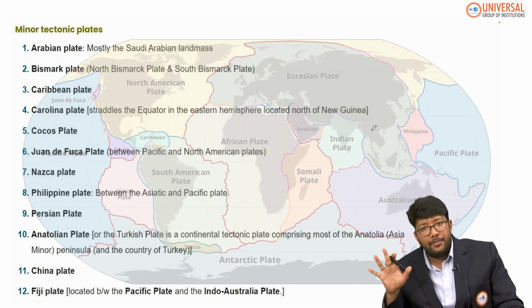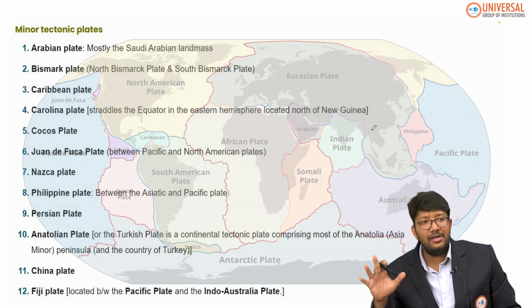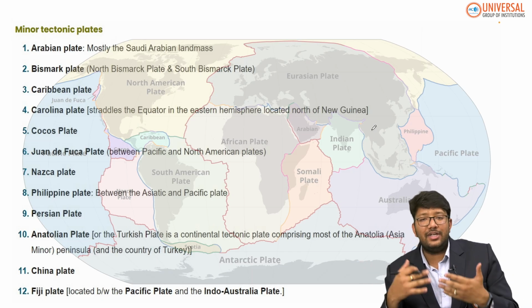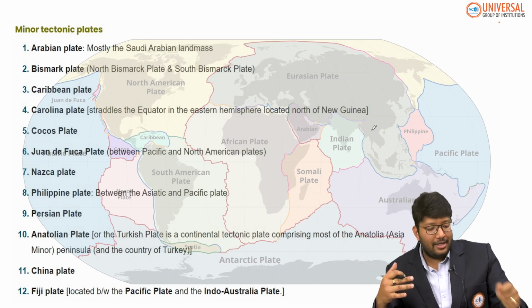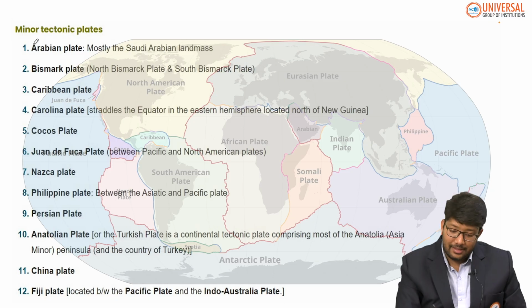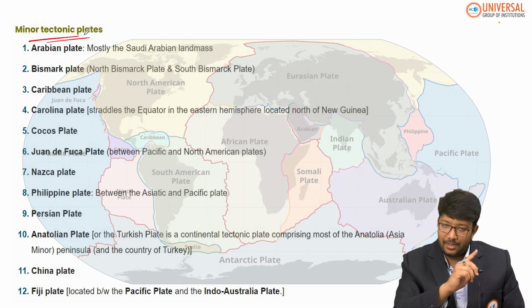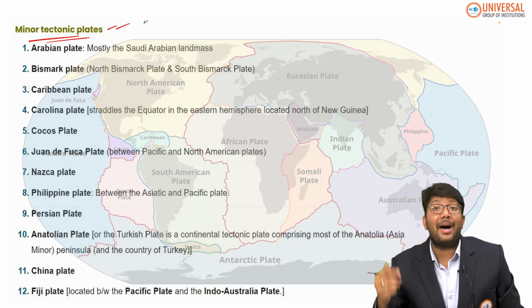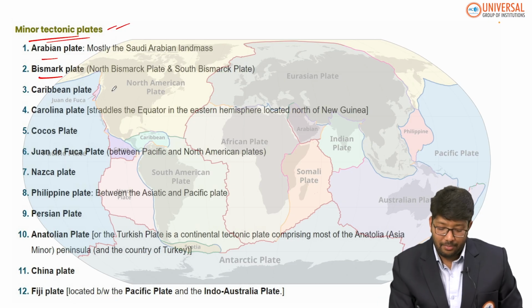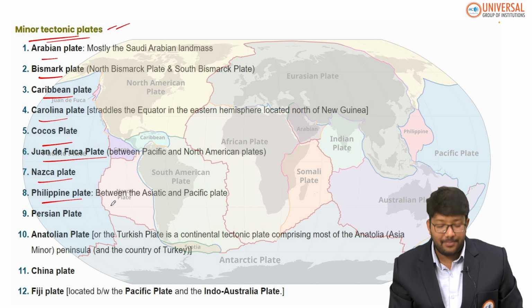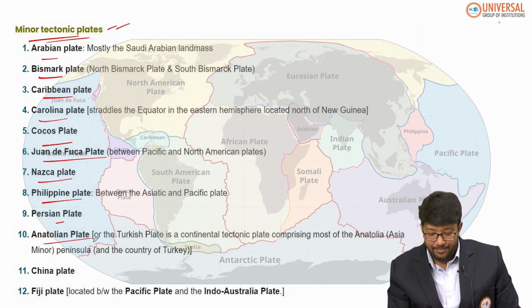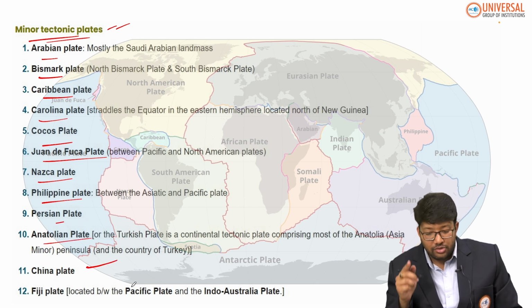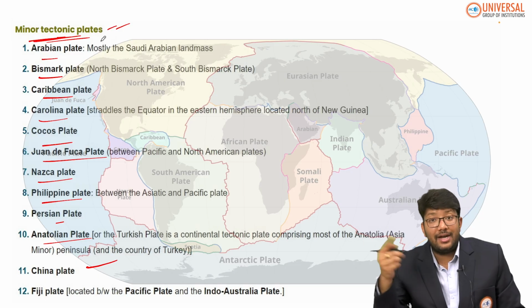Okay, so I hope you understood the major plates of the world. If you don't, please check this video again. You can start again and check. So these 7 were the major tectonic plates. Now next, these 12 are the minor plates of the world: Arabian, Bismarck, Caribbean, Carolina, Cocos, Juan de Fuca, Nazca, Philippines, Persian, Anatolian plate, China plate, and Fiji plate. We will talk about these minor plates in our next lecture.